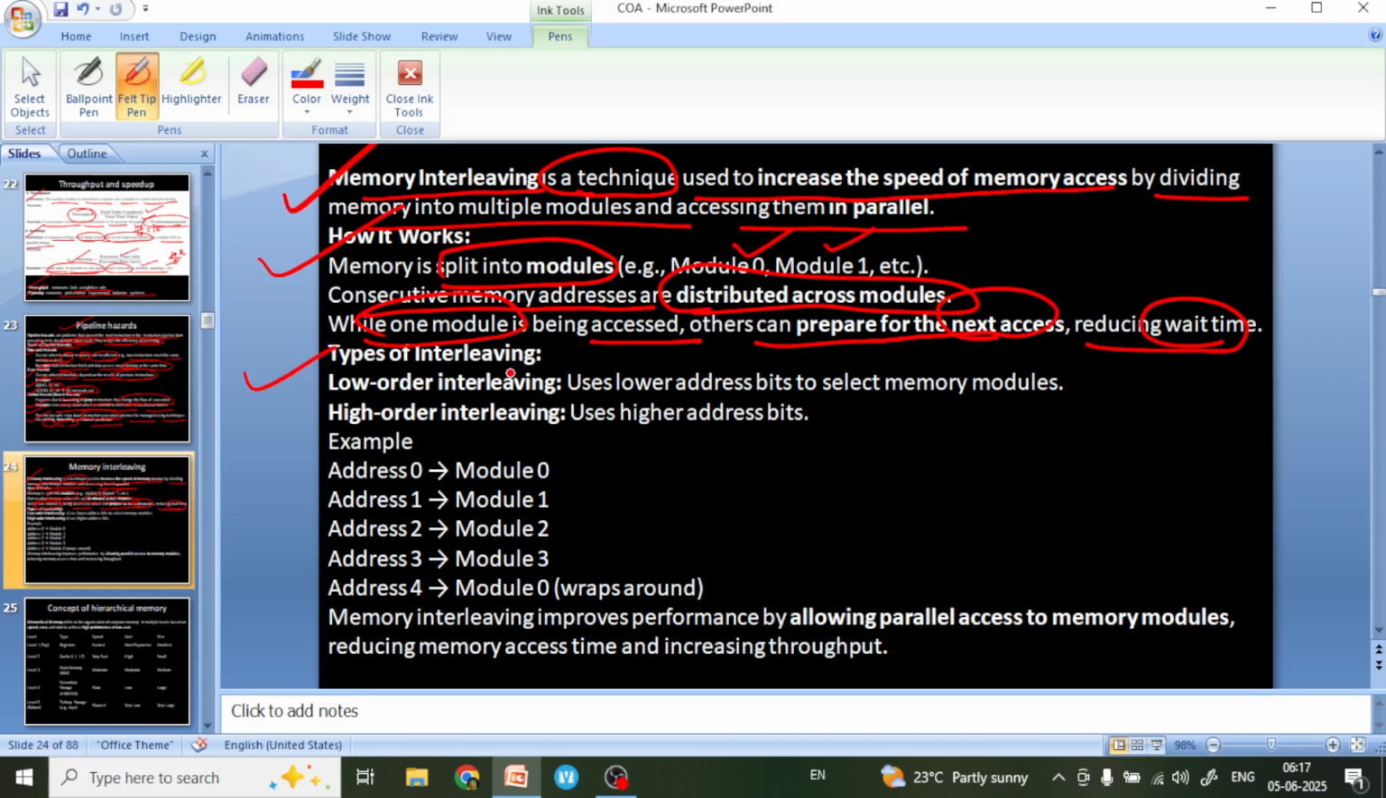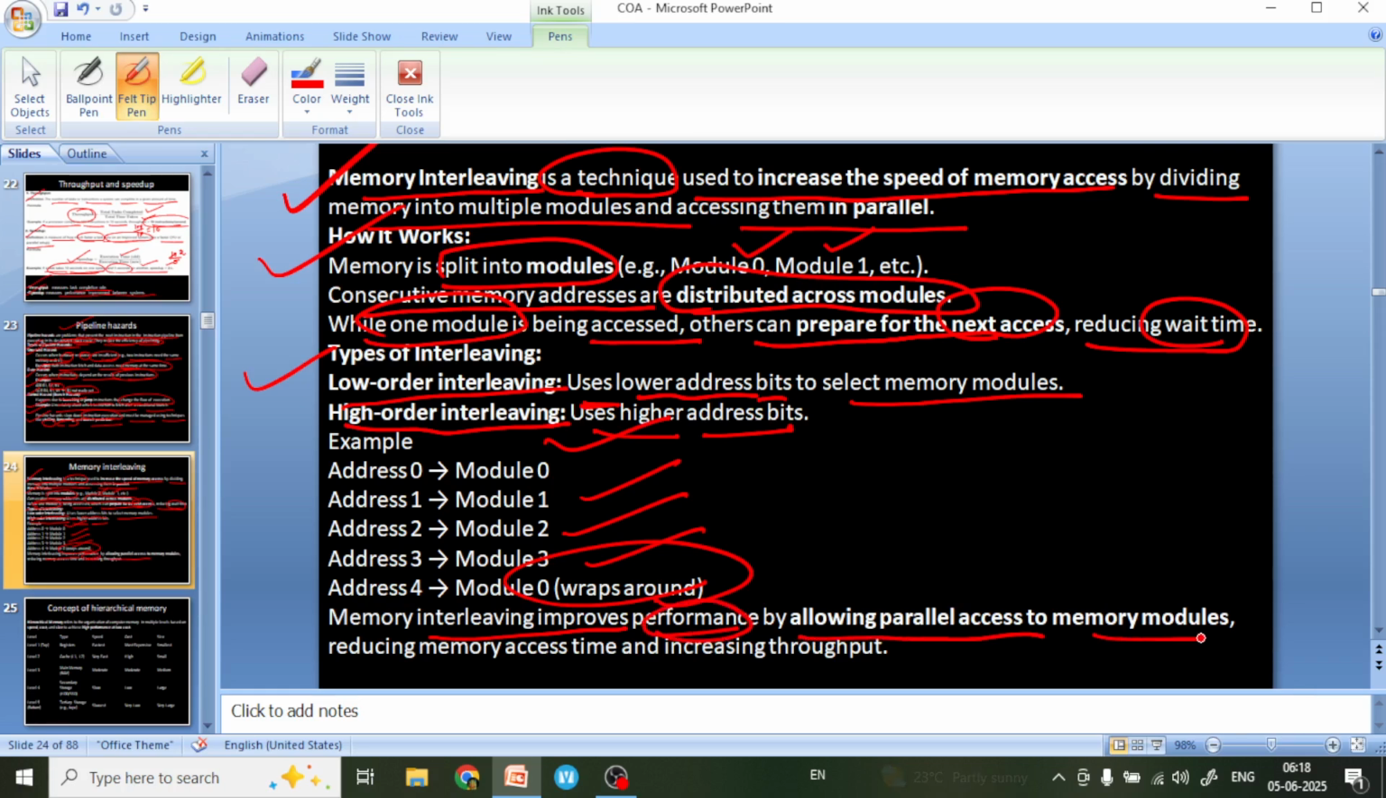The types of interleaving are low order interleaving and high order interleaving. Low order interleaving uses lower address bits to select memory modules, and high order interleaving uses higher address bits. Address 0 is module 0, address 1 module 1, address 2 module 2, address 3 module 3, address 4 module 0. It wraps around. Memory interleaving improves performance by allowing parallel access to memory modules. It also reduces memory access time and increases throughput.